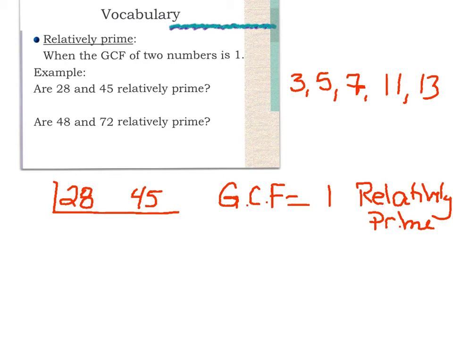In our next example, then, are 48 and 72 relatively prime? Well, right away you can see that both numbers are even. So right away you should think, well, 2 is a factor of both. And the moment you know that, they have more than just 1 as a factor. So are 48 and 72 relatively prime? We would say no, 48 and 72 are not relatively prime.